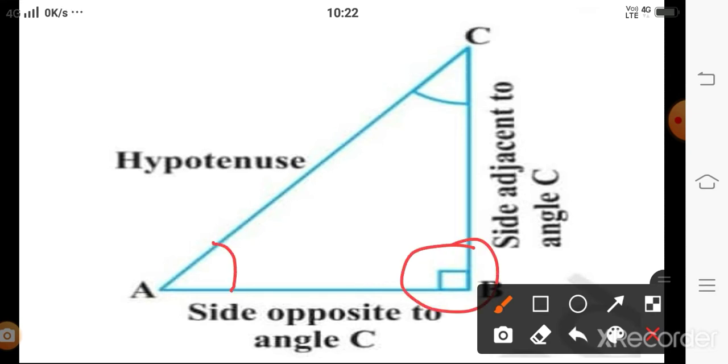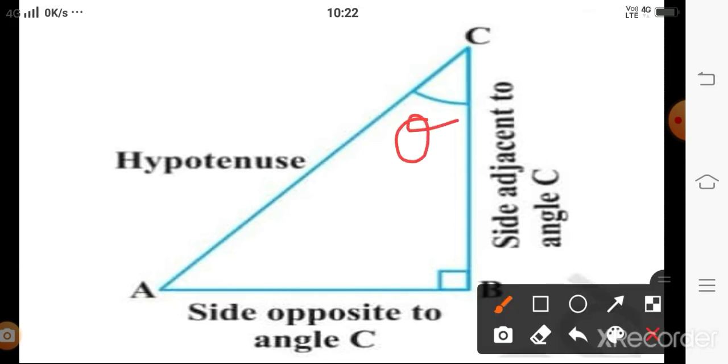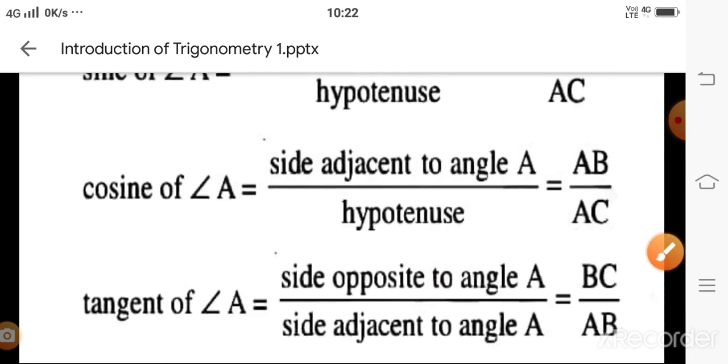Here I am considering a right triangle ABC, right angle at B, and these two are acute angles A and C. If I am considering angle C, then the side opposite to angle C is AB, the side adjacent to angle C is BC, and clearly AC is the hypotenuse. The side opposite to the right angle is the hypotenuse, the side opposite to angle C we call the perpendicular, and the side adjacent to the given angle we call the base.